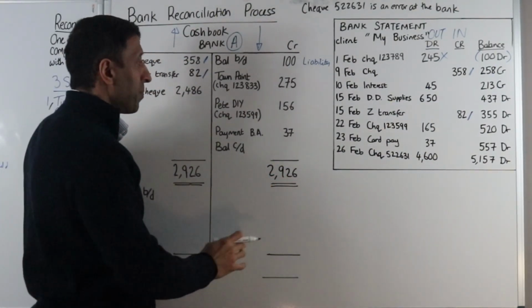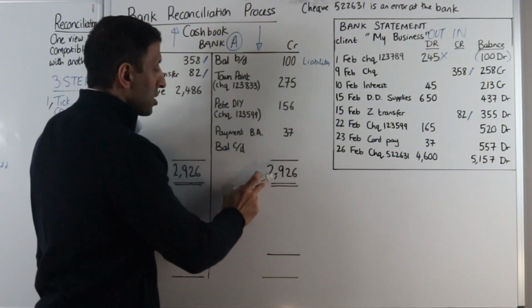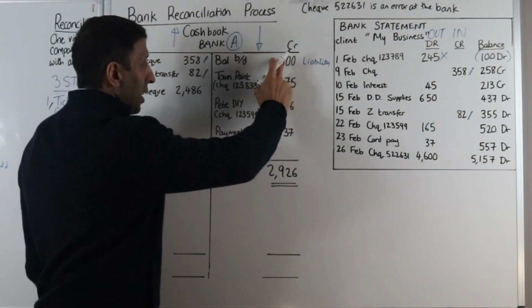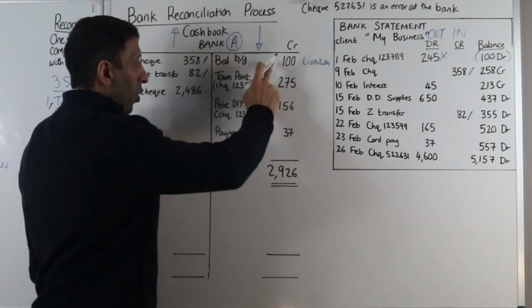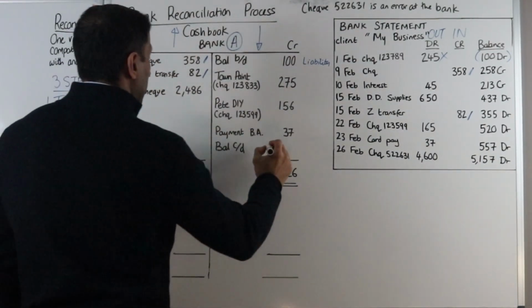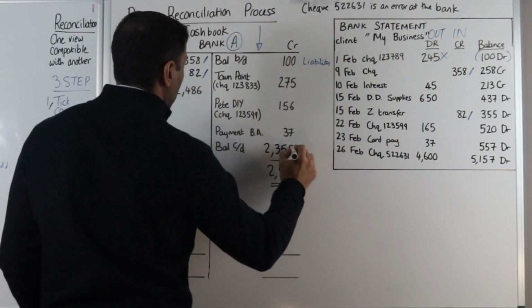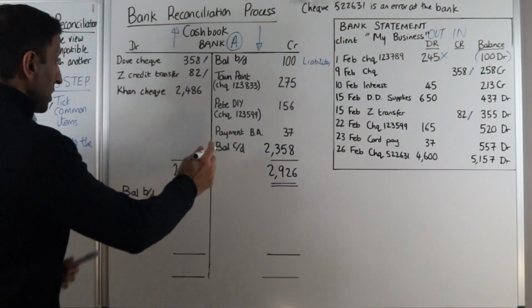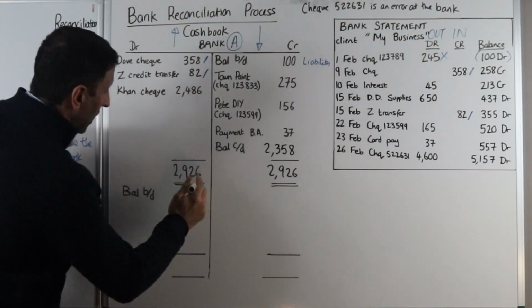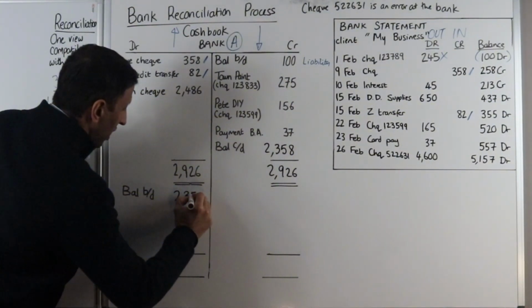There's a missing number, and the way we work out what that balance is, is that we take the total, 2926, and minus the numbers that are already there, all four of those. And then if we do that, we should get a figure of 2358. And then since that's the carried down balance, we'll obviously bring it down on the other side, 2358.